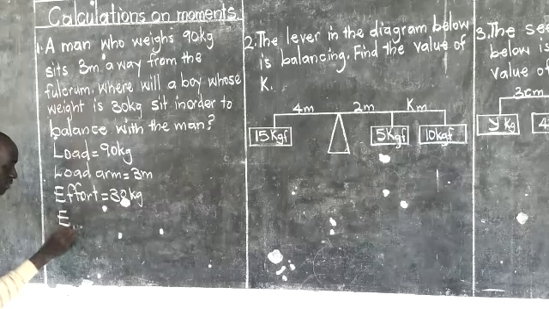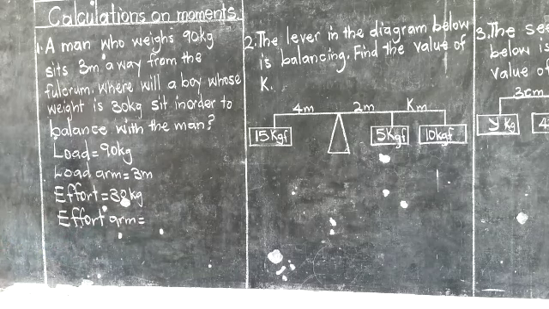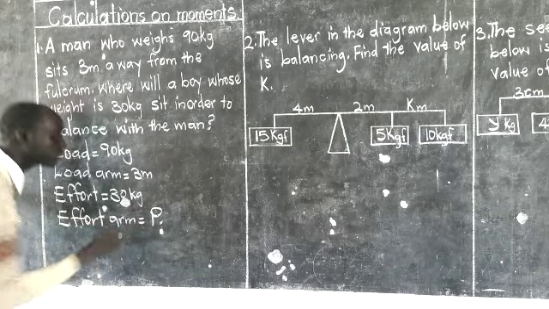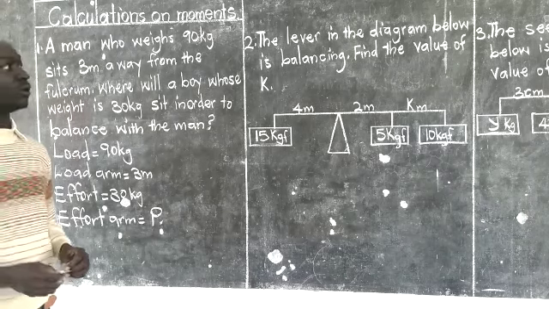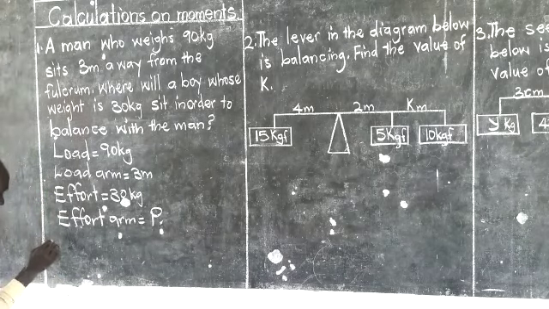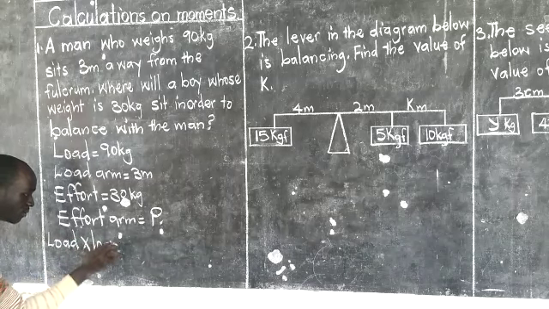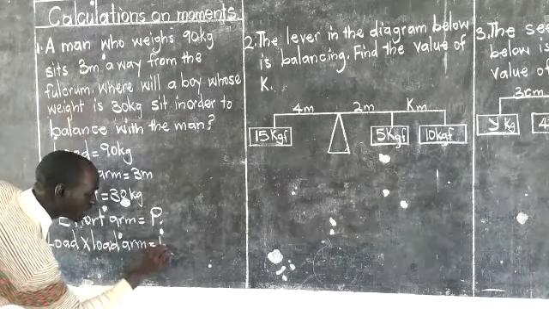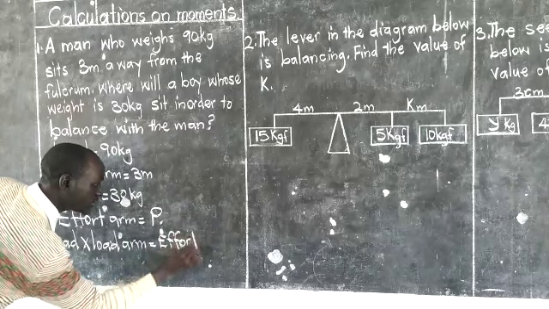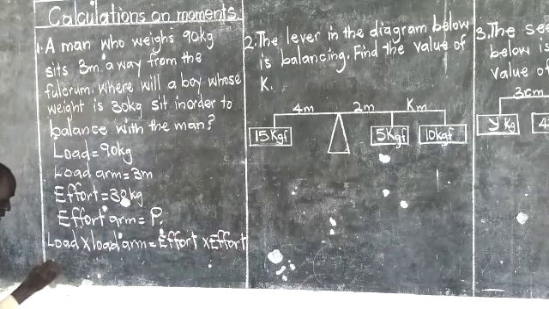Therefore, let us say the effort arm should be P. And we are going to find the effort arm. Here we are going to use the principle of moments, stating load times load arm is equal to effort times effort arm.